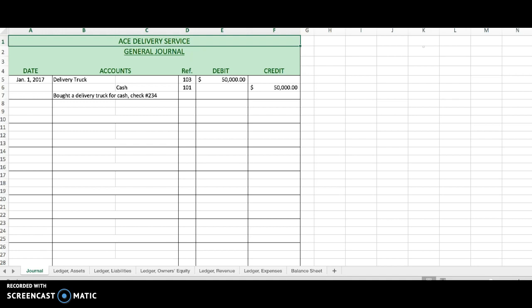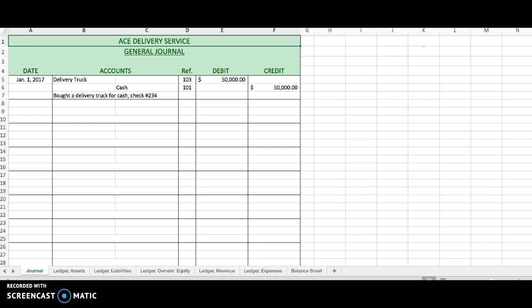The delivery truck is an asset, and it goes up because it's something of value that we own. So you see a debit of $50,000, and you see cash credited. That means cash, an asset, goes down. It's credited because we spent money, $50,000. So a very simple transaction that we looked at earlier. Way back at the beginning, we had this very same transaction, I think a couple times, dealing with delivery trucks.